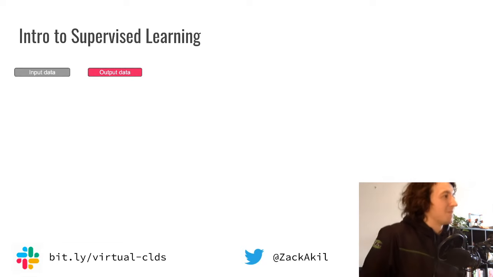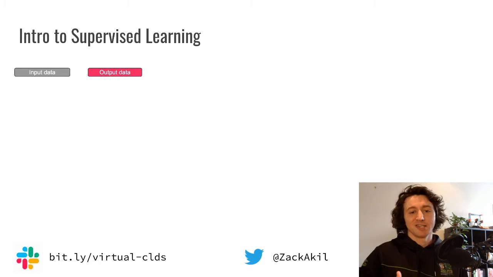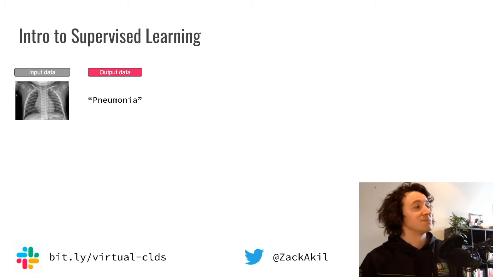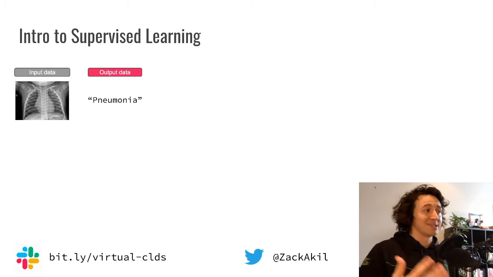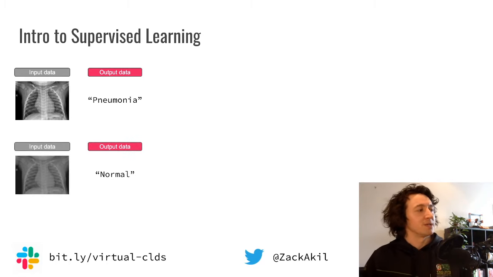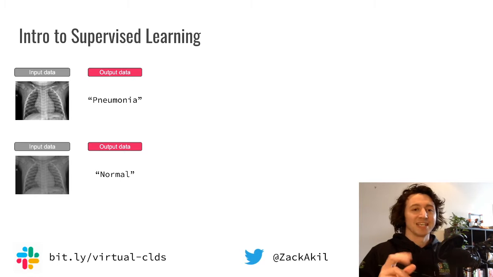So, supervised learning. We start off with input data and output data, and we try to learn the pattern between the two. In our example, we're working with images, so our input is going to be an image of an X-ray, and the output is going to be, in this case, the label pneumonia. Another example of input is the same image, but the output would be normal. Again, because we're doing binary classification, there are only 2 labels. So this is an example of the data structure for supervised learning.